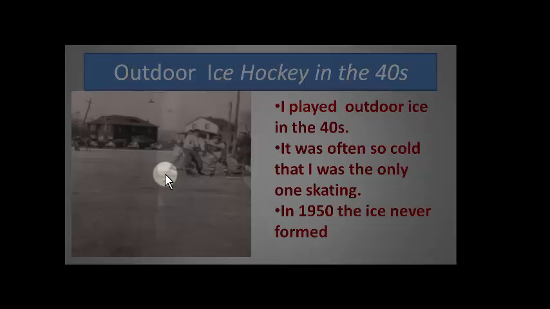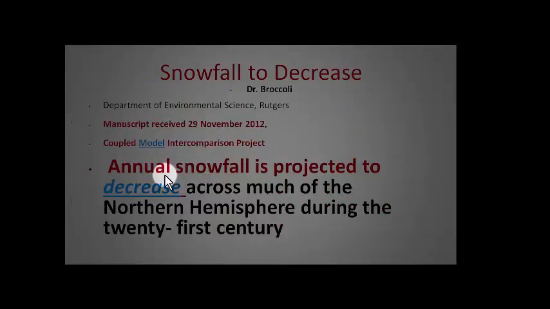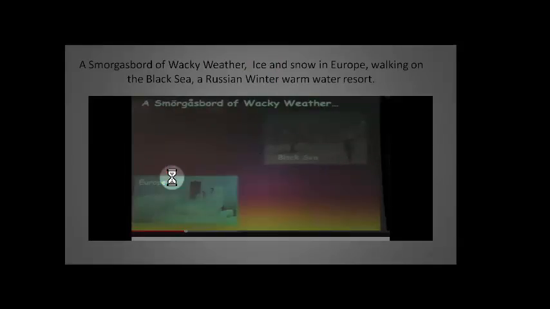I was extremely disappointed. In 2012, Dr. Broccoli said that the annual snowfall across much of the northern hemisphere is projected to decrease during the 21st century. Wrong. The northern hemisphere has had incredible amounts of snowfall these last few years. This is a failed prediction. Amazingly, this slide and the two following slides are shown by Dr. Francis. Broccoli and other warmists had previously predicted less snow.